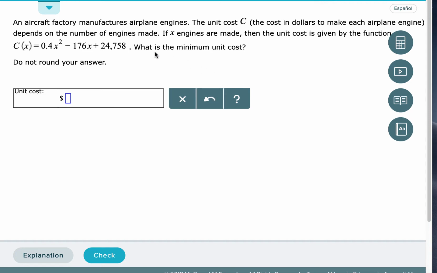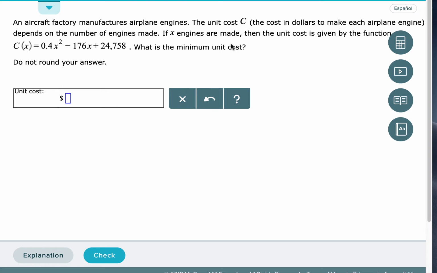All right, now I was able to open another example. An aircraft factory manufactures engine airplanes. The unit cost in dollars to make each airplane engine depends on the number of engines made. If x engines are made, then the unit cost is given by the function C of x equal to 0.4x squared minus 176x plus 24,758. What is the maximum unit cost?